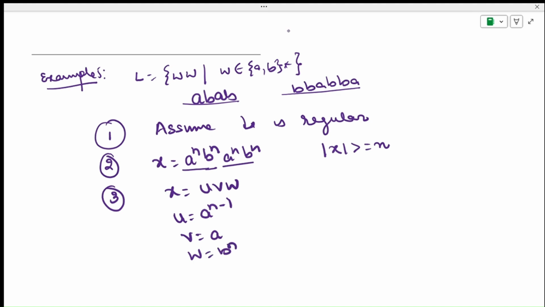Check if length of u v is less than or equal to n. It is less than or equal to n. Length of v is greater than 0. Yes, it is satisfied. Now I'll check the third condition, that is, we check whether u v raised to the power m w belongs to L or not for any value of m.